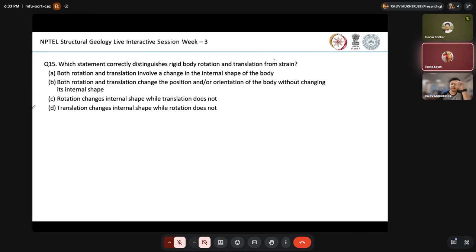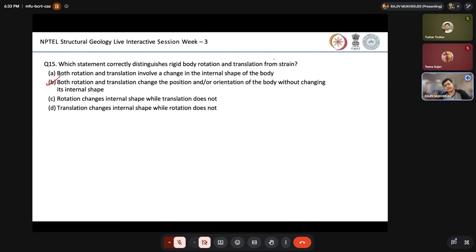Option B. Exactly. As we already have discussed previously, there are four components. Rigid body translation, just change in position. Rigid body rotation, just change in the orientation. But together, these rigid body translation and orientation do not change the shape of the object.